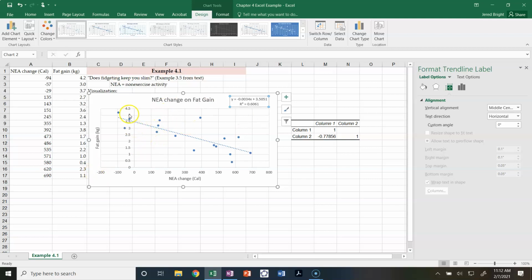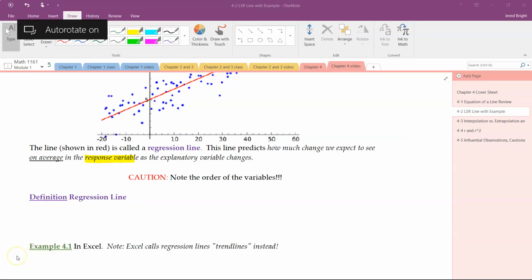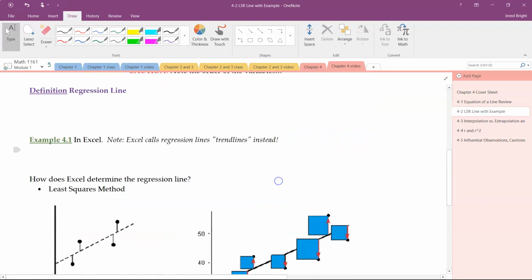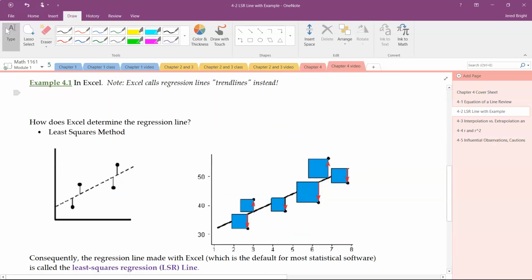That's how we can get a trend line to appear in a scatter plot. And how did Excel find that trend line so quickly? Well, this is where you can fast forward if you need to. The reason we call it an LSR line, a least squares regression line, is because to calculate the line, Excel looks at the squared vertical differences, and tries to find the smallest value of those vertical differences.